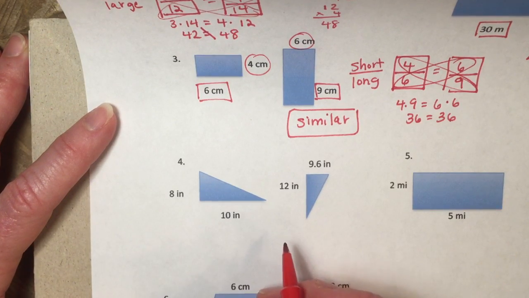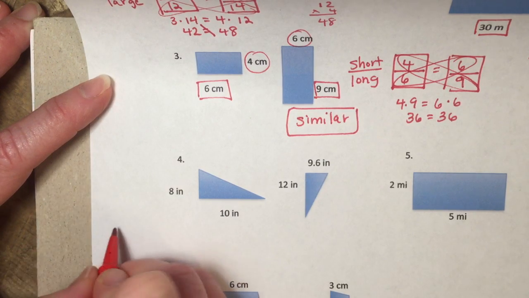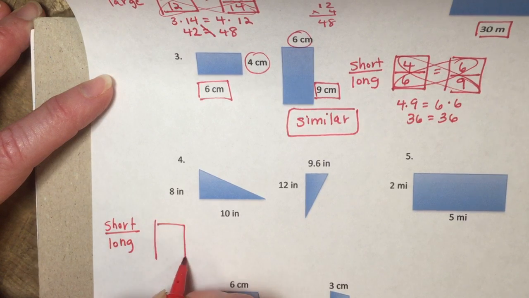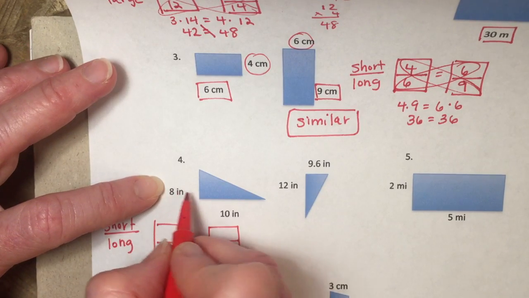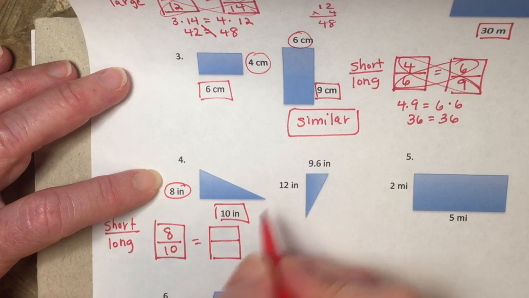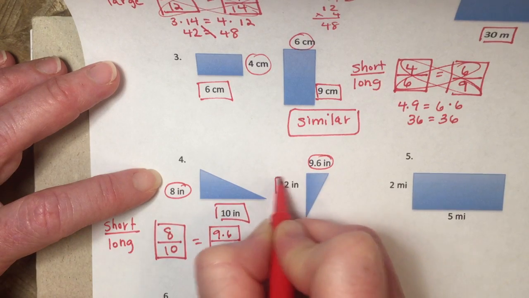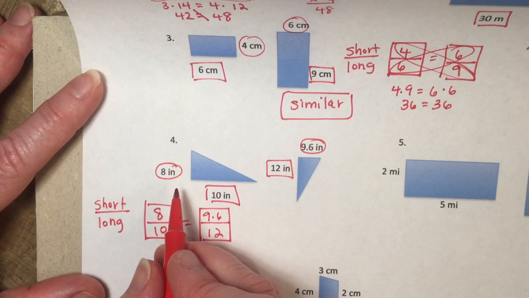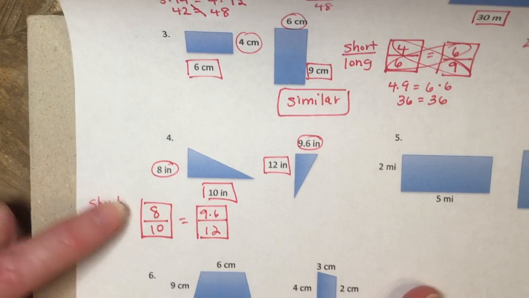All right, number 4. Again, I like short to long, so that's what I'm going to keep doing. The short side on the first triangle is 8, and the long side is 10. On the second triangle, the short side is 9.6, and the long side is 12. It's important to keep the sides together. If I'm going to do short to long, I need to make sure I do it with the same triangle and the same ratio.